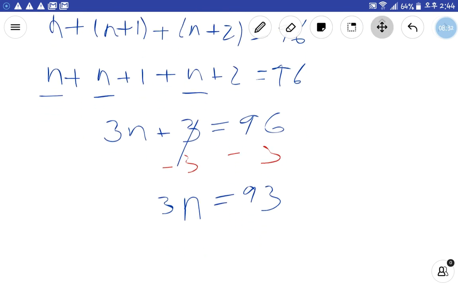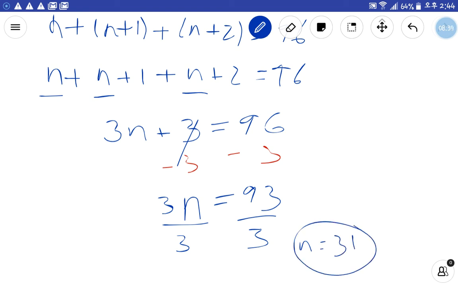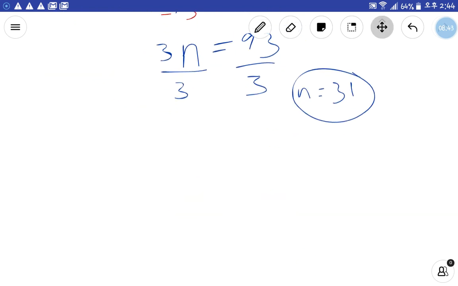Now what do we do after? Divide by 3, then your n would be what? 31. That's the answer. The question says you have to find the integers, which means what? 31 is my least. What is next? 32, 33.